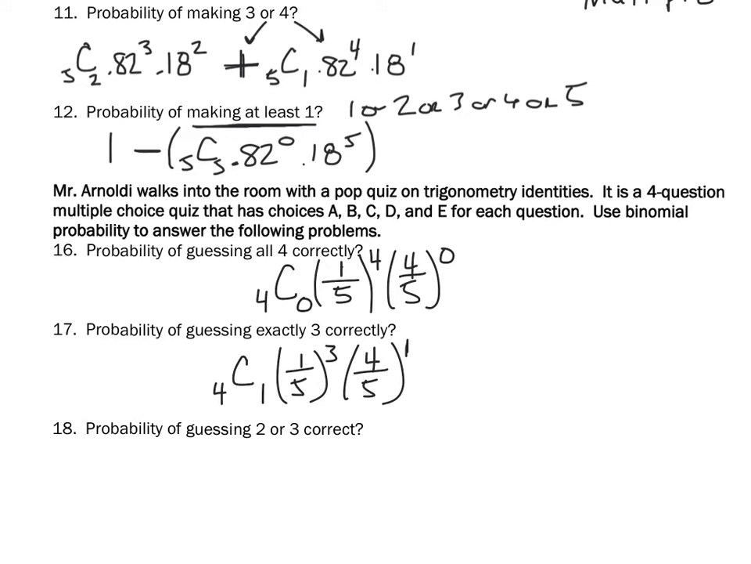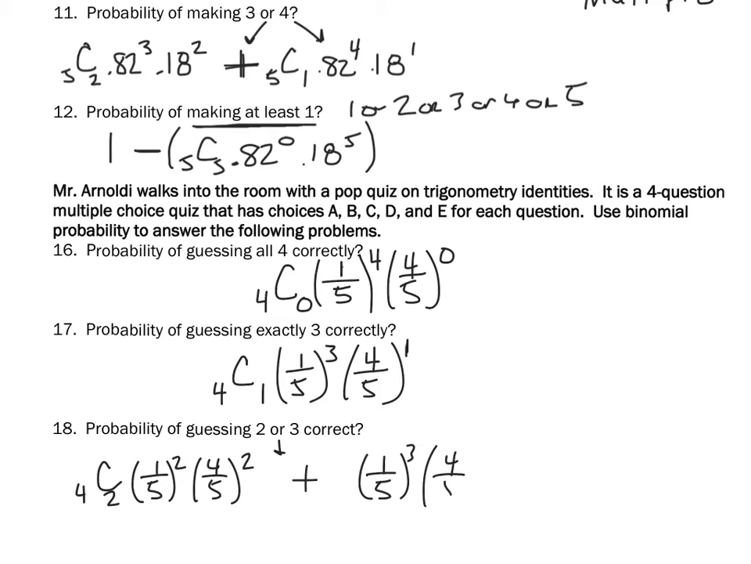Number 18, getting 2 or 3 correct, or again means we're going to add, and we're going to add the probability of getting 2 correct, which would be 1/5 to the 2nd, 4/5 to the 2nd, 2 right, 2 wrong, 4 choose 2. And then 3 correct would be 1/5 to the 3rd, 4/5 to the 1st, and 4 choose 1. And we would add those together.